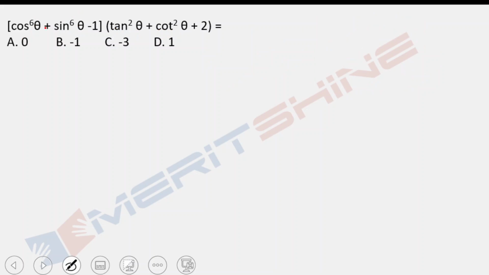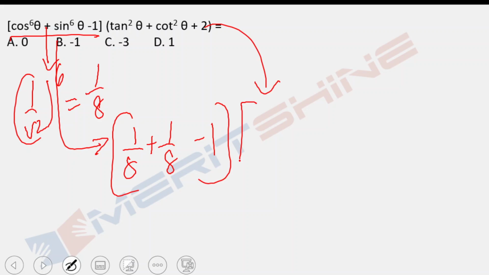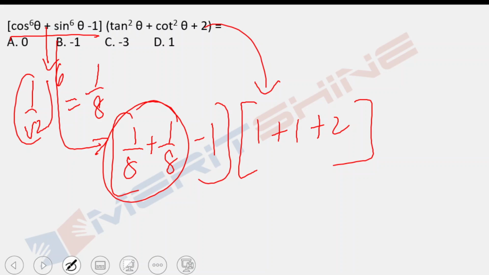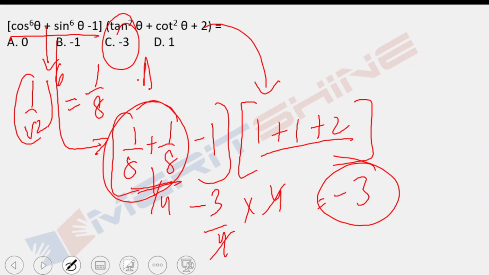So let's do it here. 45 degree. So 1 by root 2 to the power 6. So 1 by root 2 to the power 6 is how much? Would be half to the power 3, which is 1 by 8. So this part of our expression becomes 1 by 8 plus 1 by 8 minus 1. Okay? And this part of our expression becomes multiplied by 1 plus 1 plus 2. So this is how much? This is 1 by 4 together, and 1 by 4 minus 1 is minus 3 by 4. And this is how much? This is 4. So 4 cancels, minus 3 is your answer. This is your answer.